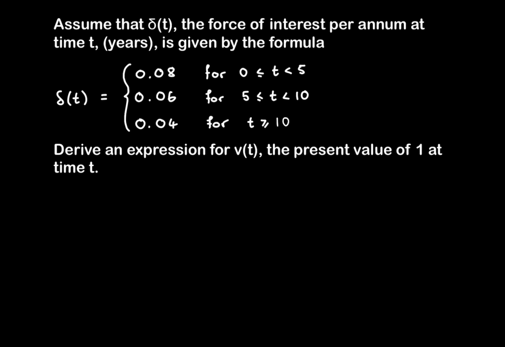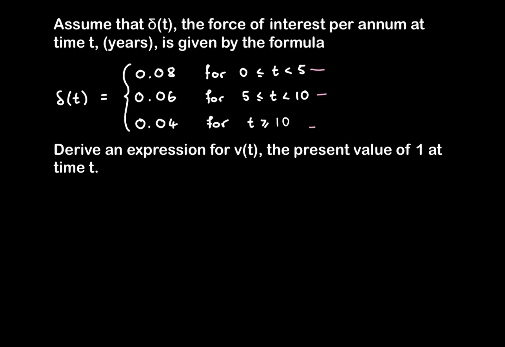Okay, so let's move on to this next question. It's a slightly trickier question. So we must assume that the delta t, the force of interest per annum at time t in years, is given by this formula over here. And we need to derive an expression for v of t. And v of t is the discounting factor. And it says that v of t is the present value of 1 at time t. And the present value of 1 is simply just the discounting factor because we're just multiplying it by 1. It doesn't really change v of t. So in other words, v of t times 1 is the same as v of t.